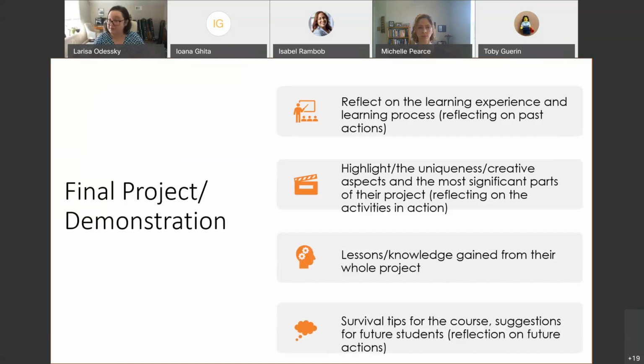Actually, survival tips. This is a great way. Our students love to tell other students how they survived or didn't with the course. So maybe the reflection will be survival tips for the next group of students coming through. What I wish they would have done. And that's a great technique as well.